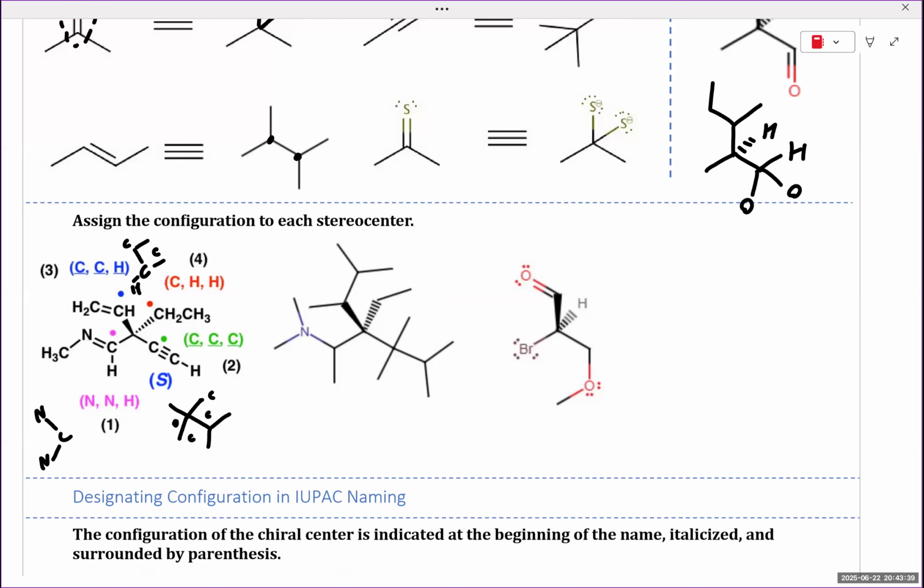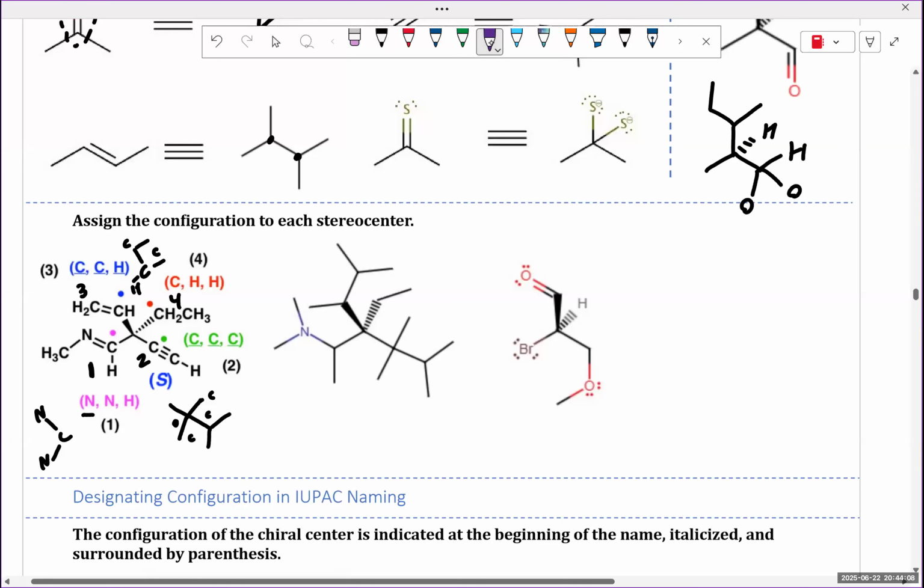As we can see, nitrogen is the highest priority group because it has the highest atomic number. So if we compare the substituents attached to these carbons, nitrogen wins out. So this carbon is priority 1. The carbon attached to 3 carbons is priority 2. The carbon attached to 2 carbons is priority 3. And the carbon attached to 1 carbon and 2 hydrogens is priority 4. Now that we have the priority assignments justified, tracing from highest priority to lowest priority, 1 to 3, gives us a counterclockwise rotation. So this would be an S stereocenter.